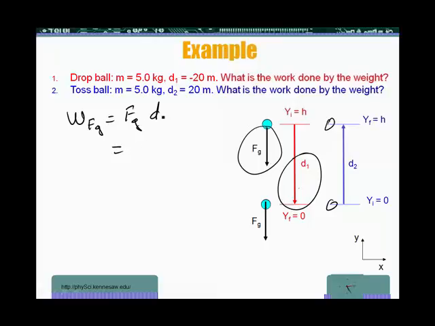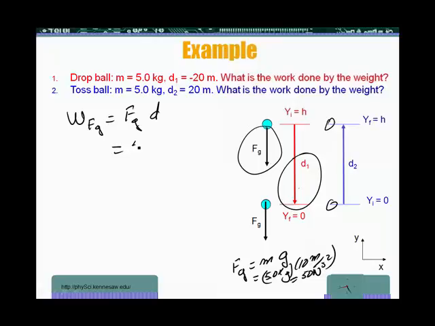I can either write them both negative or just the magnitude of Fg times the magnitude of d, which is going to be, what's the magnitude of Fg? And let's calculate it here on the side. Fg is m times g. M is given to be 5 kilograms times 10 meters per second squared. So that gives us 50 newtons.